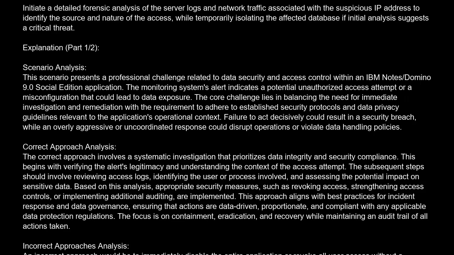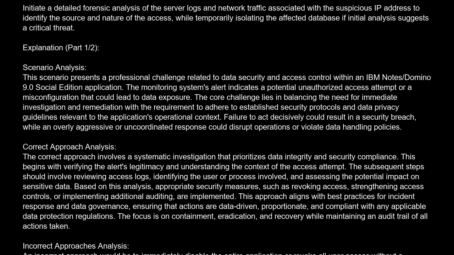The correct answer is A. Initiate a detailed forensic analysis of the server logs and network traffic associated with the suspicious IP address to identify the source and nature of the access, while temporarily isolating the affected database if initial analysis suggests a critical threat.